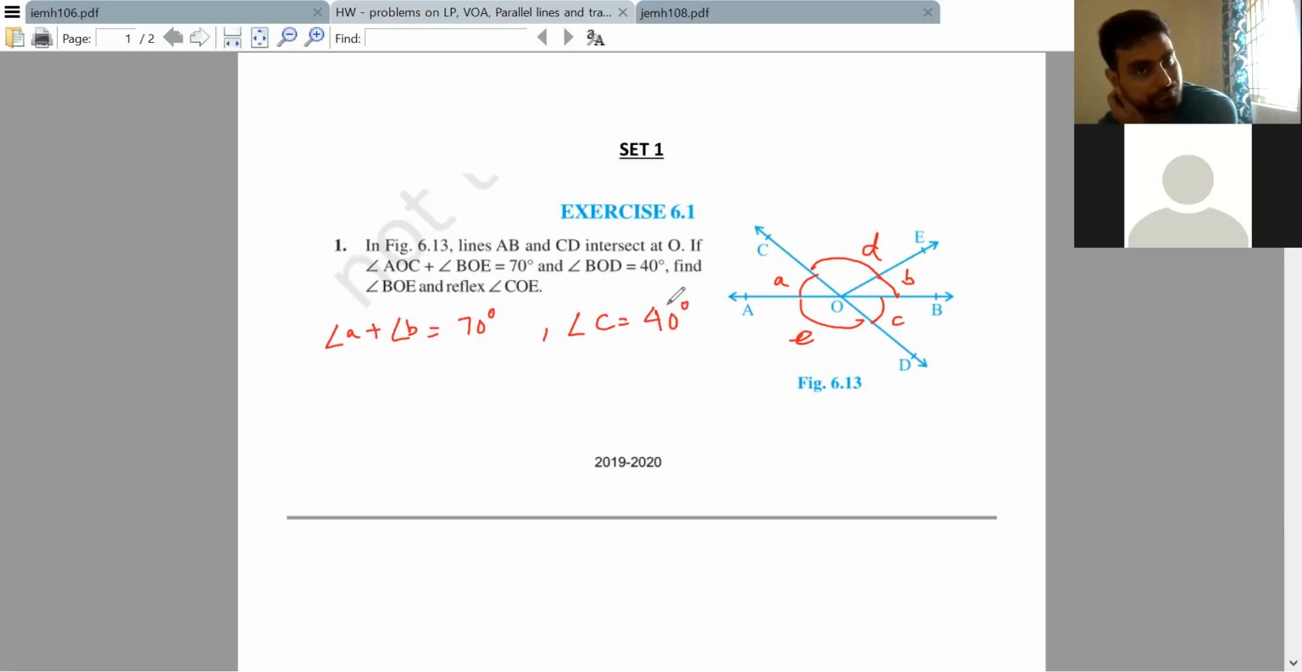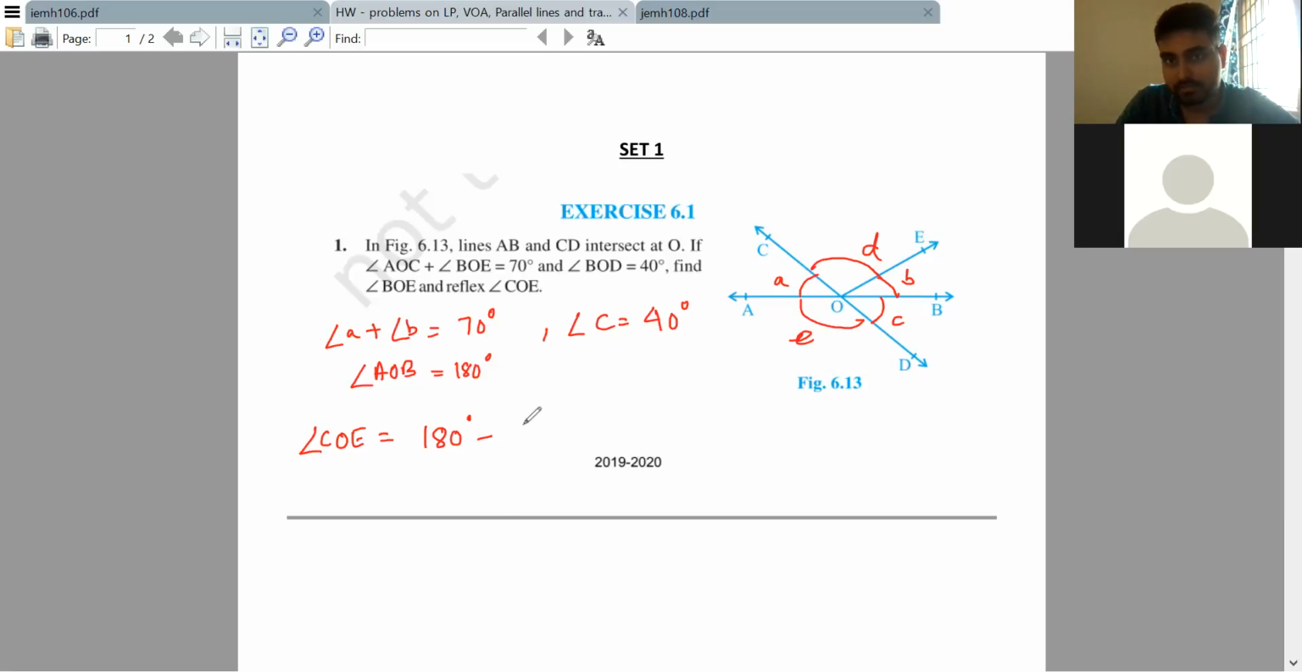Good, Shiva, continue. Angle AOB is equal to 180 degrees, a straight angle. And angle COE is equal to angle AOB minus angle AOC plus angle BOE. Okay, Shiva, you're saying angle COE is equal to 180 degrees minus angle A plus B, this A plus this B. Yes, sir. Okay, fine. Shiva, you're right.